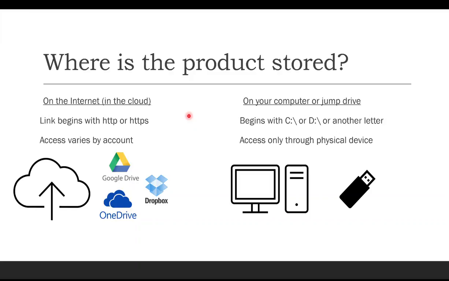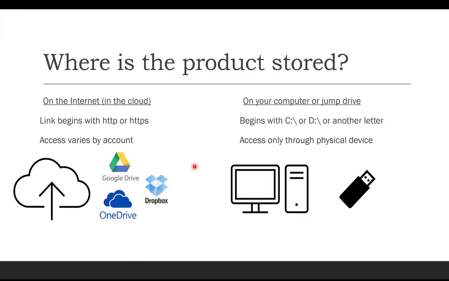Whenever you create a link to something, if the link begins with HTTP or HTTPS, that means that it is on the cloud. It is on the internet somehow. And if you have the right account permissions, you can access it. If you save something and you try to get a link and it begins with something like C or D or really any other letter, that means it's actually just saved on your physical device, on your computer or your jump drive. So other people will not be able to access that if they are not on your device. And if you go to a different device, you won't be able to access it from there.